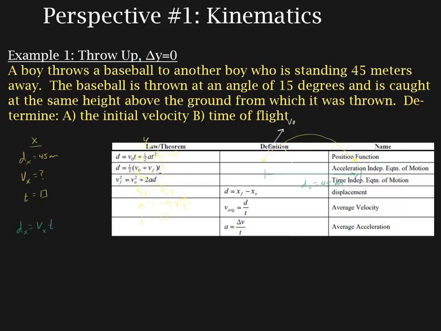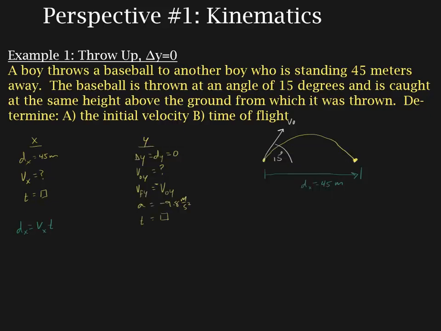Now, other options could be, looking at our definitions, we could redefine time by saying it's v final minus v initial divided by a. So we can use this equation to redefine things. So why don't we try that? In the y dimension, we're going to say that v final y is equal to v initial y plus at.